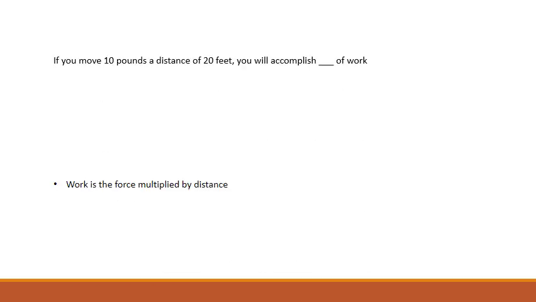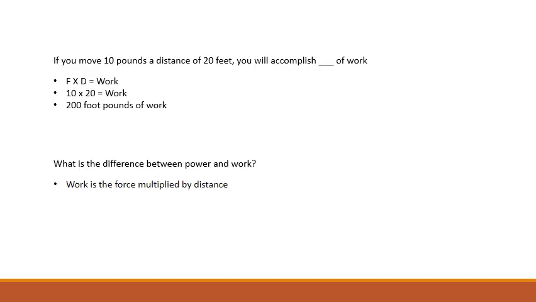If you move 10 pounds a distance of 20 feet, you accomplish blank of work. Fill in the blank. Using the formula, force times distance equals work. In this case, 10 pounds of force times a distance of 20 feet. So it's 200 foot-pounds of work. What is the difference between power and work? Work is the force multiplied by the distance. And power is work done during a period of time.